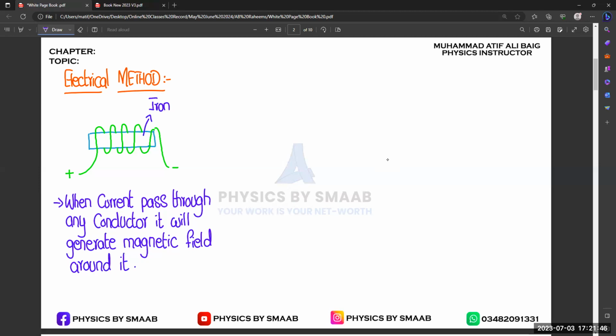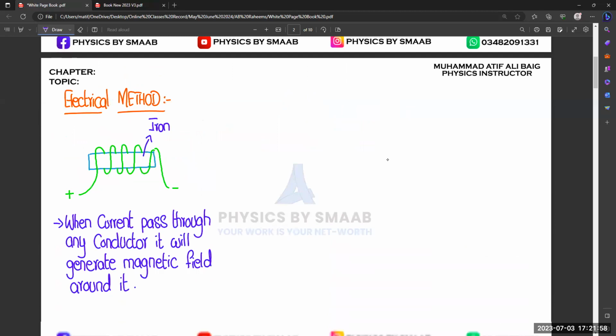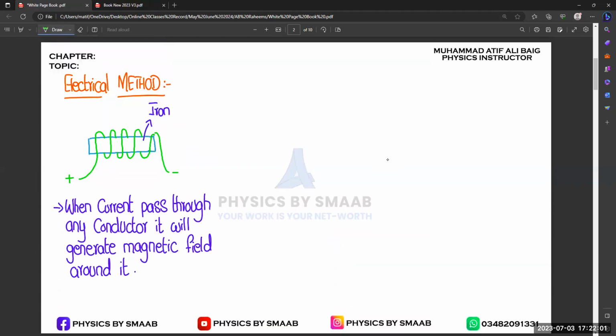So if we are using iron, the same property we already discussed, iron can be magnetized, but it is temporary. Temporary in the sense that it can easily magnetize and easily demagnetize, right? So iron can easily magnetize and demagnetize. That's why we are using the word temporary.